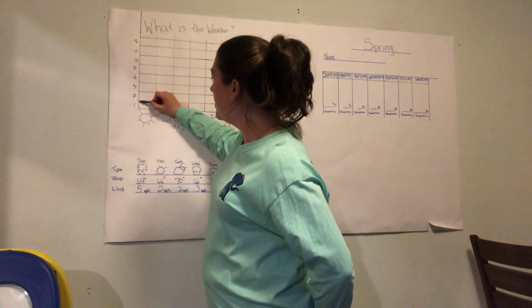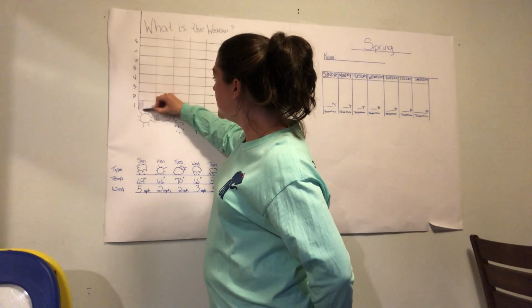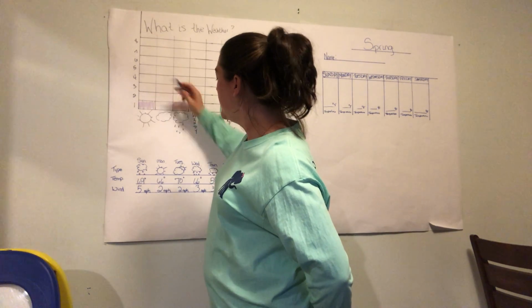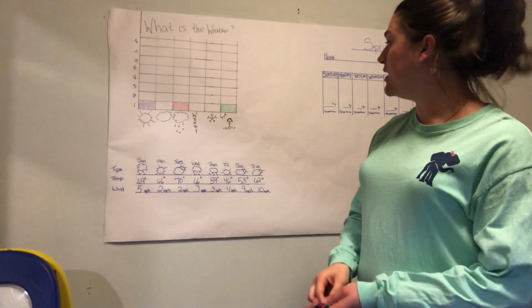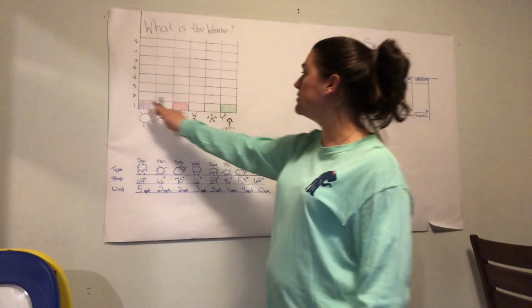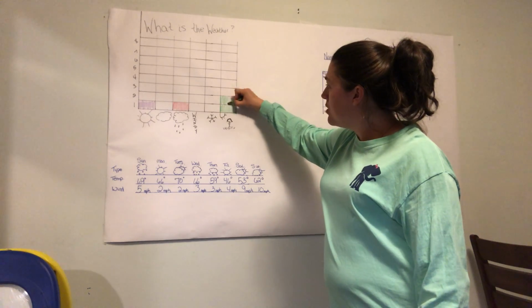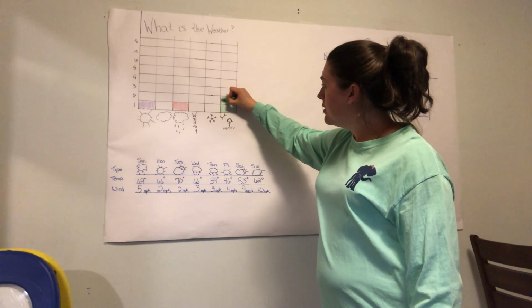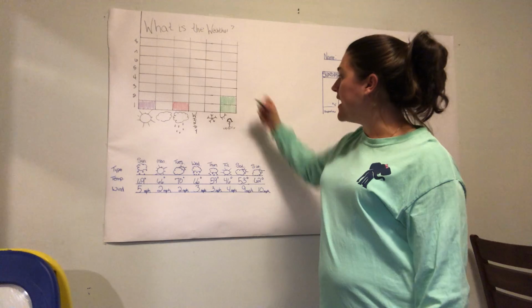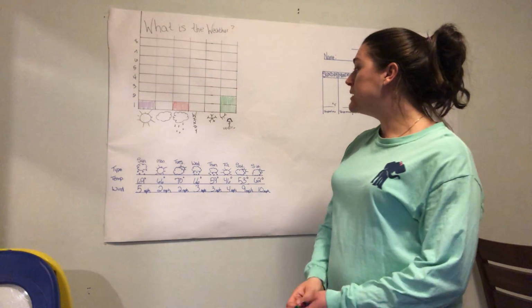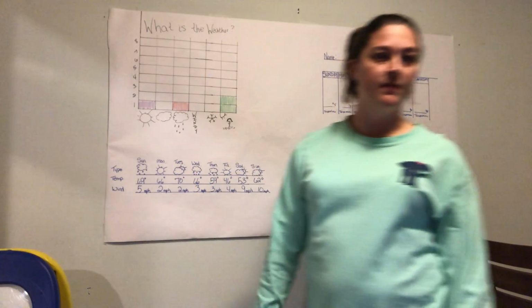Okay, we're going to color in one block for our sunshine. And it's going to be warm again. So we're going to go right above this one to number 2 and color in one more block above that. Okay, let's look at Tuesday.